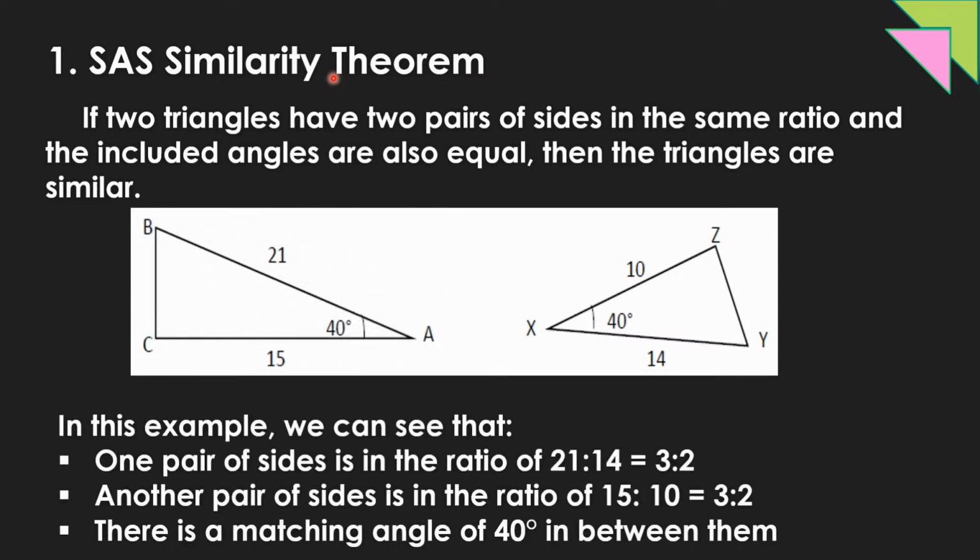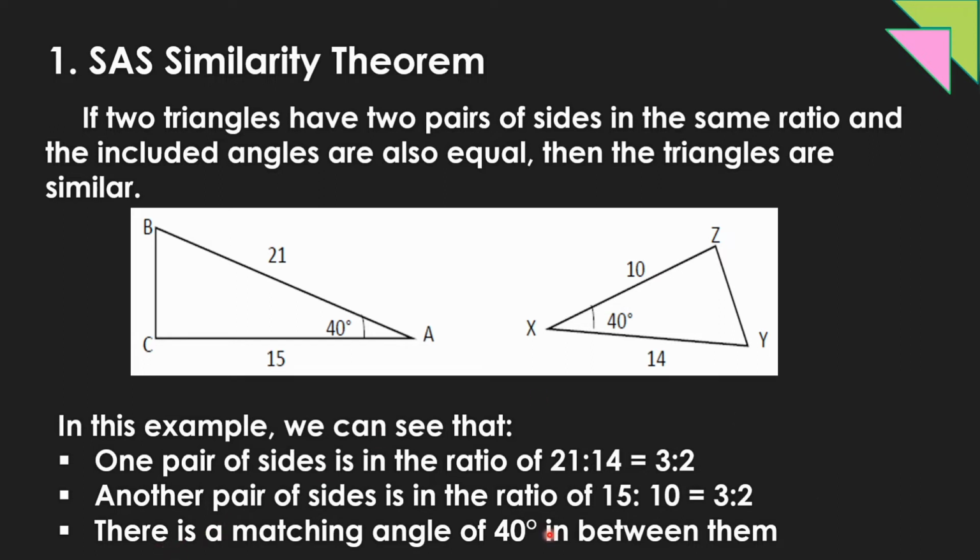In this example, we can see that one pair of sides is in the ratio of 21 is to 14. So this side BA is paired with side XY. So the ratio is 21 is to 14. Simplify. That is 3 is to 2. Another pair of sides is in the ratio of 15 is to 10. So that is side CA and side ZX. The simplest form of 15 is to 10 is 3 is to 2.